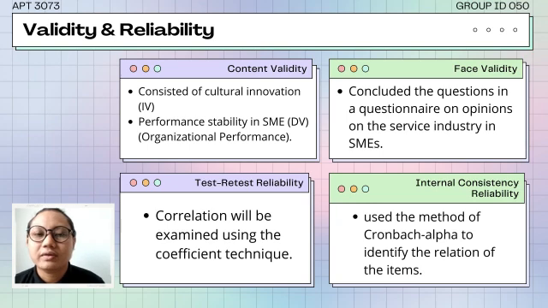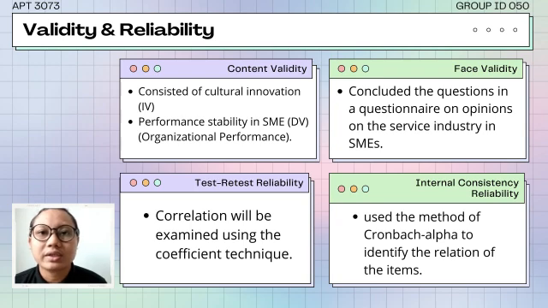Validity and reliability. The first point is content validity. It consists of key management represented by SMEs service. Our questions consist of cultural innovation, which is the independent variable, and performance stability in SMEs as the dependent variable, organizational performance. Second point, face validity. This is a form of moderate validity in which we apply a superficial and subjective assessment of whether our research study tests what it should test. In our research, we conclude that the questions in the questionnaire are on opinions of the service industry in SMEs.